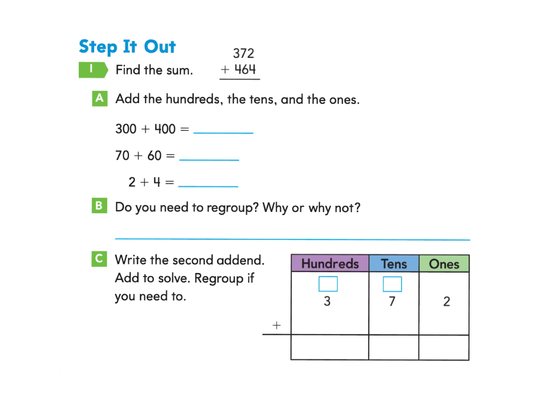The question asks us to find the sum. We have 372 plus 464. We are asked to add the hundreds, the tens, and the ones.